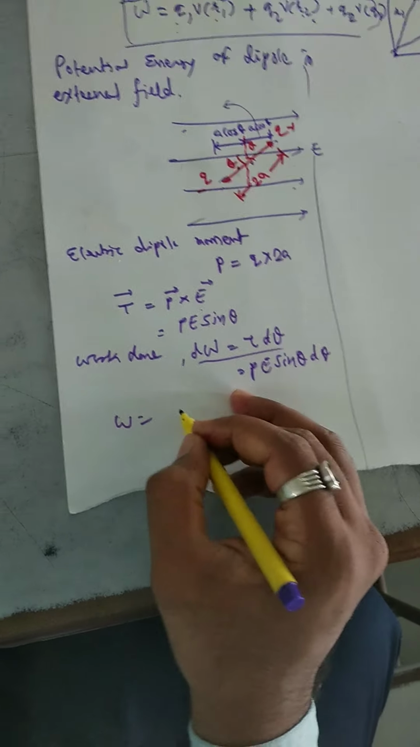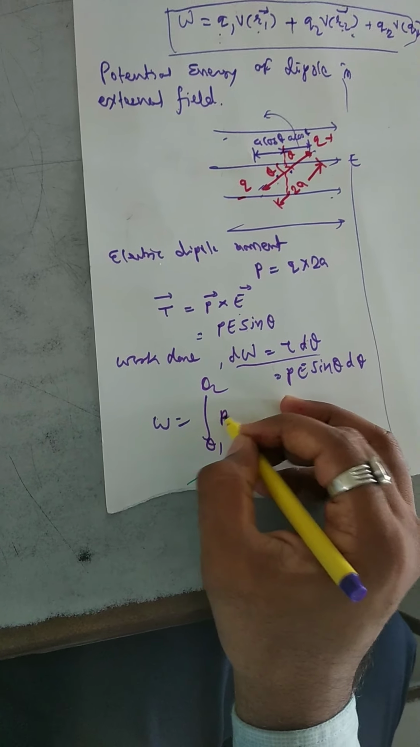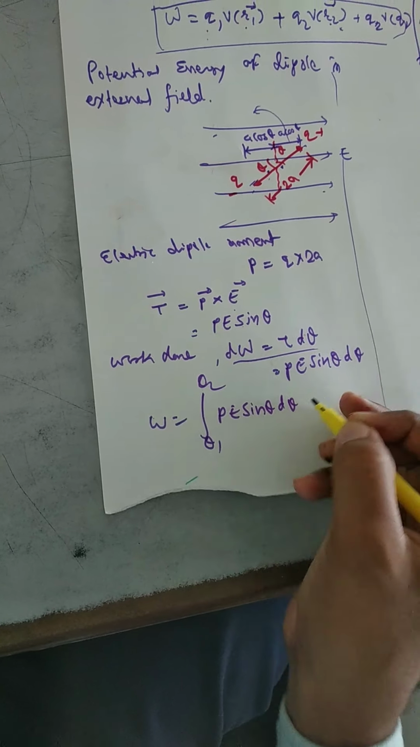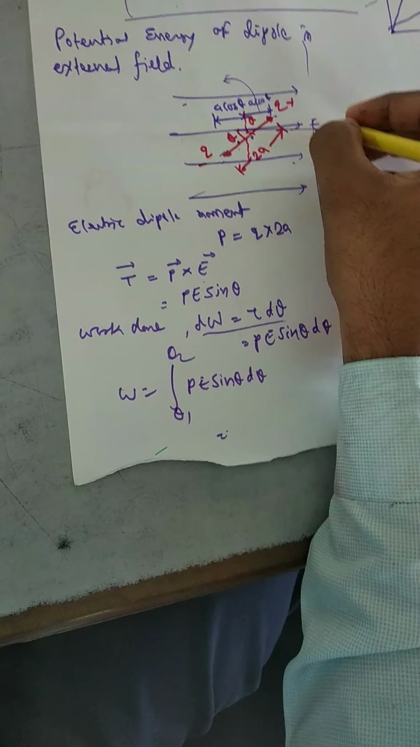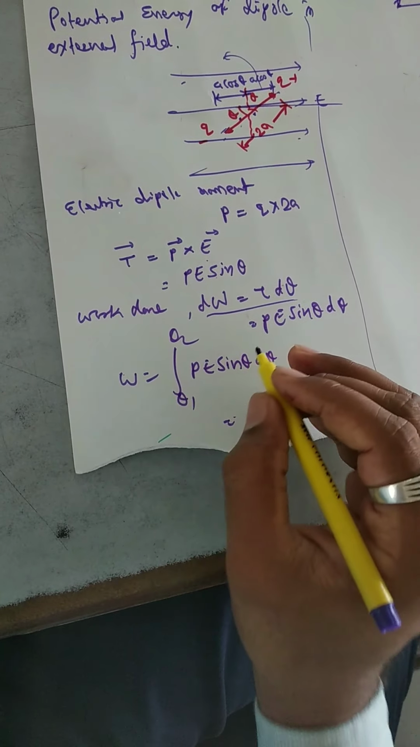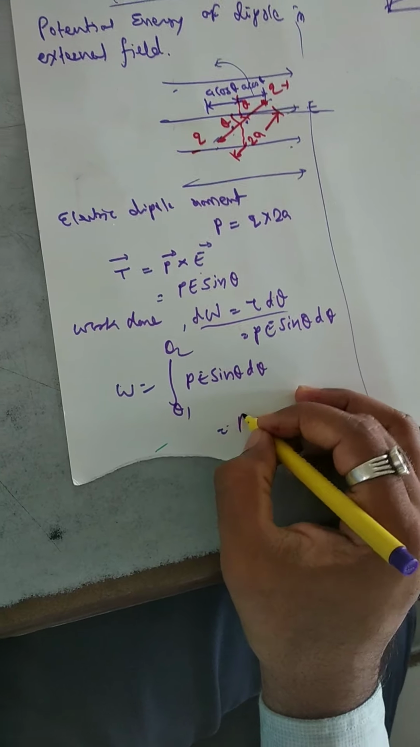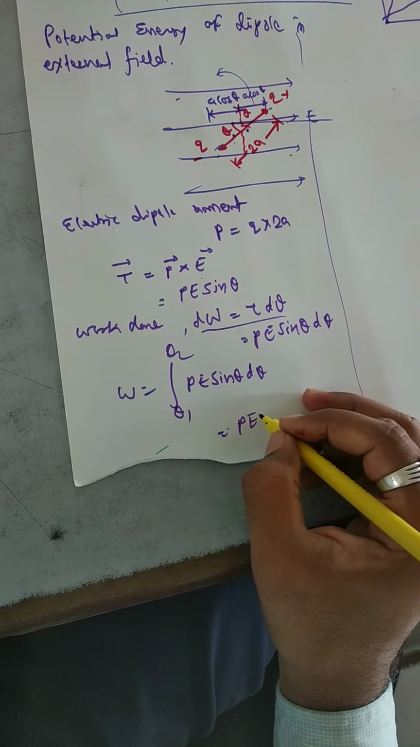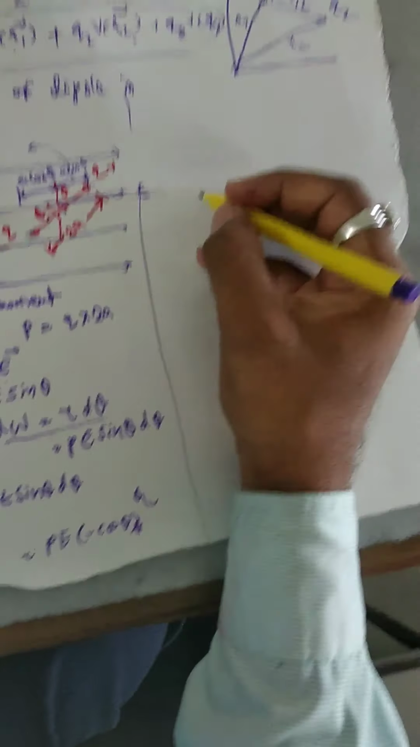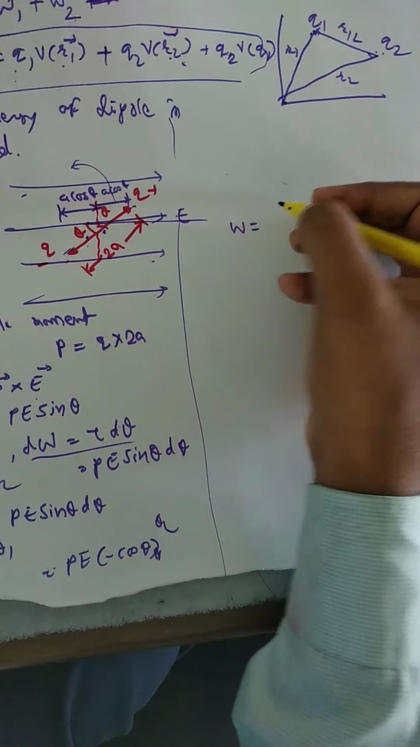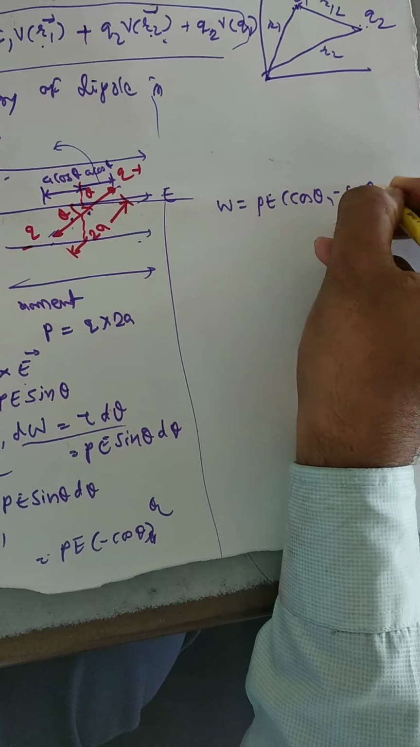So the total work done will be the integration from theta 1 to theta 2 of PE sin theta into d theta. We could consider theta 1 equal to 0 initially, but without considering that, we put the limits as they are. So PE is constant, the integration of sin theta is minus cos theta, from theta 1 to theta 2. So your equation will be, the total work done is equal to PE times cos theta 1 minus cos theta 2.